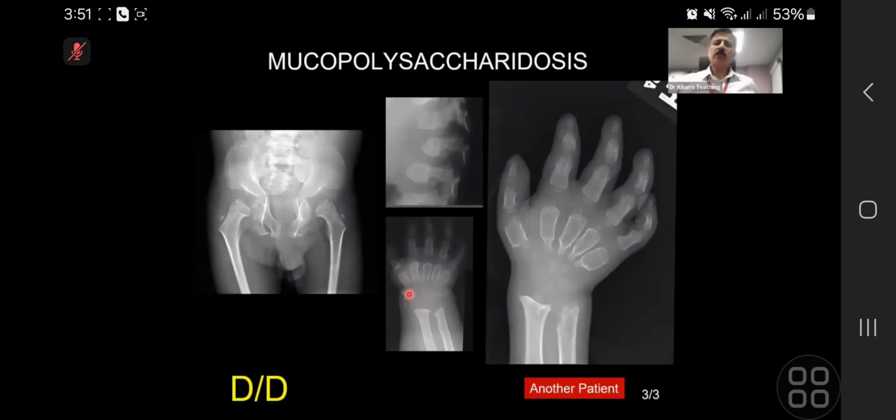Mucopolysaccharidosis is a spectrum. There are 6 types which are described, and Morquio is type 4. These patients are mentally normal, and at times they are diagnosed on radiology, by the way. At times, as the baby is growing, they might look fine, and they might be diagnosed after 3 or 4 years of age. So that is the only type of mucopolysaccharidosis which is important.